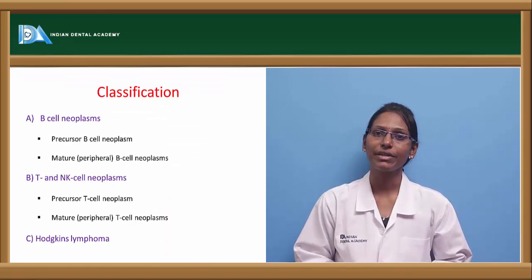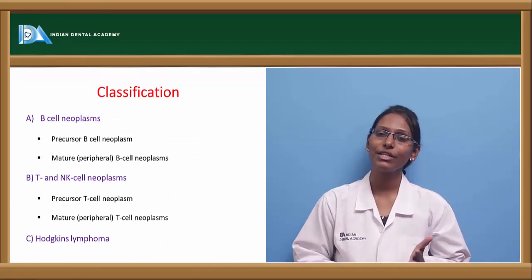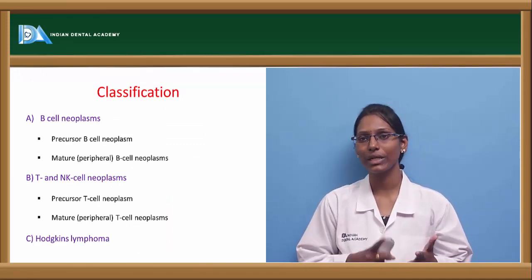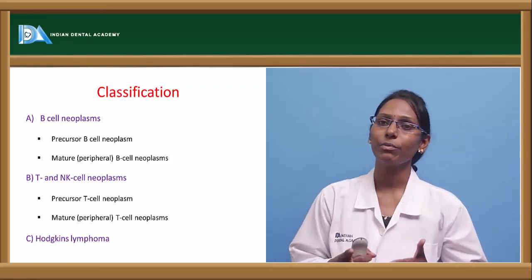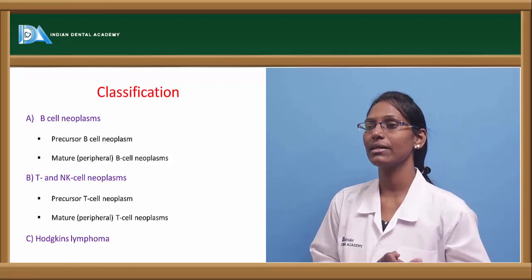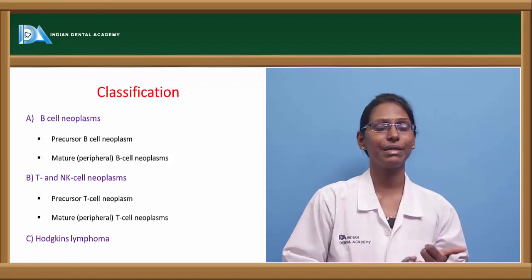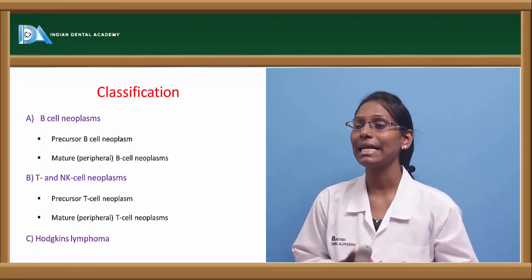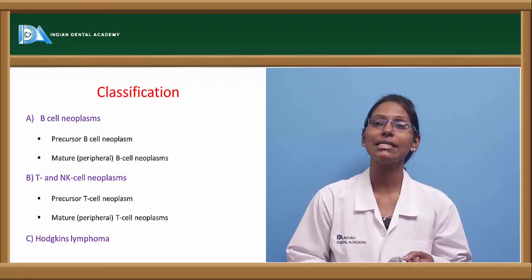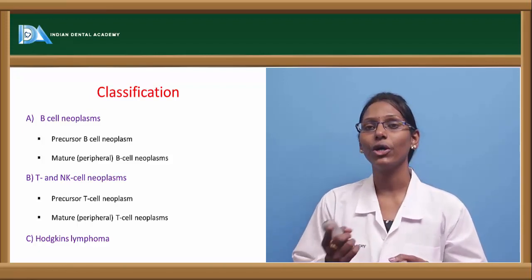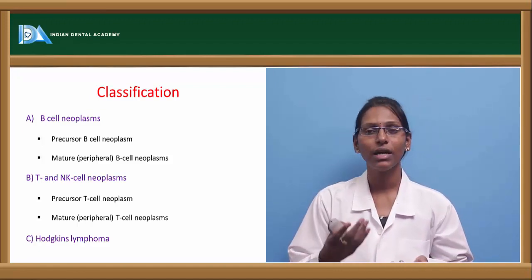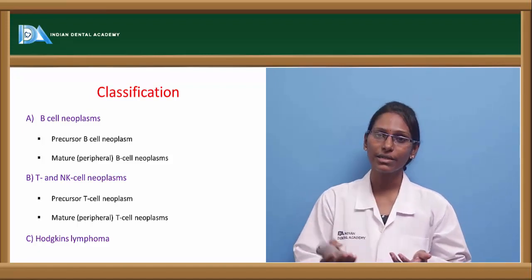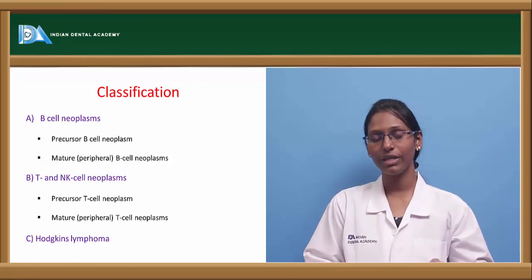When coming to the classification of lymphomas, they are usually B cell neoplasms, T cell neoplasms or NK cell neoplasms, and we have Hodgkin's lymphomas. In B cell neoplasms, we usually have precursor B cell neoplasms or mature or peripheral B cell neoplasms, whereas in T and NK cell neoplasms we have precursor T cell neoplasms and mature or peripheral T cell neoplasms. We also have Hodgkin's and non-Hodgkin's lymphomas, and Burkitt's lymphoma, as other types of lymphomas.